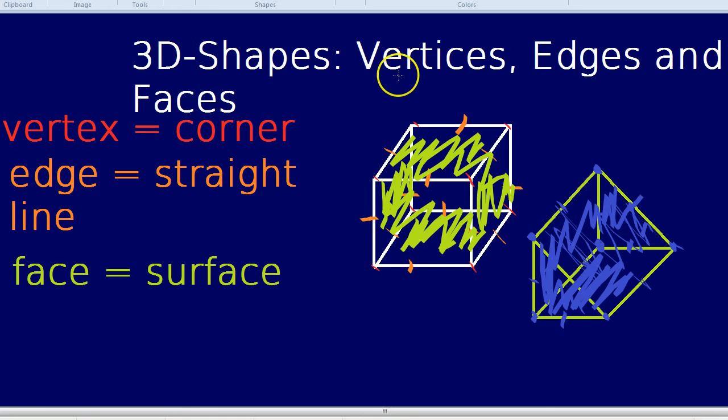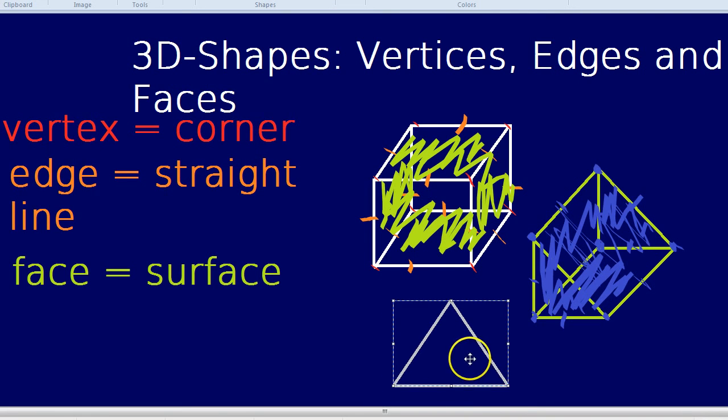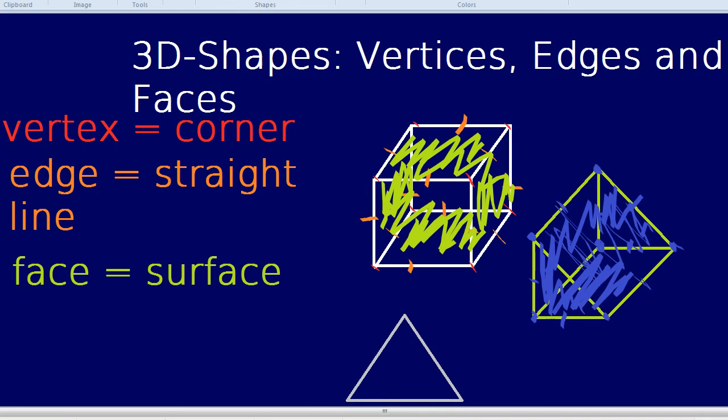Okay, let us do another shape. Maybe one that's a bit less common. How about a triangular pyramid? A triangular pyramid is a pyramid where the base is a triangle, and then all the corners meet up at one point, making it a pyramid. So this would be an example, if you can imagine it in your head, of a pyramid.